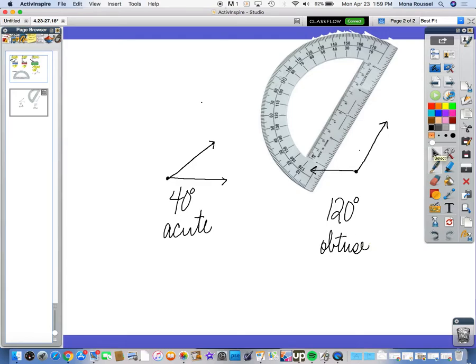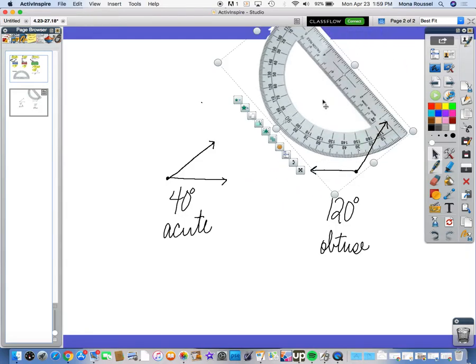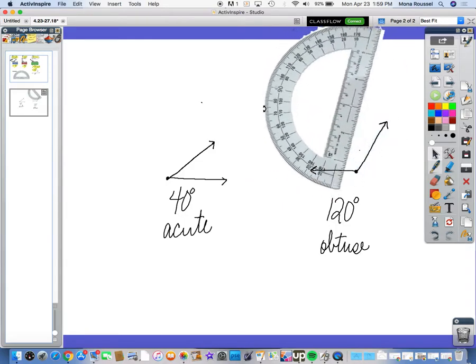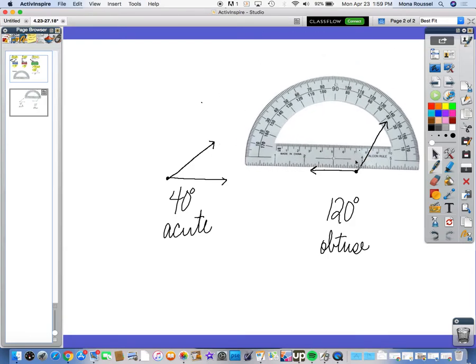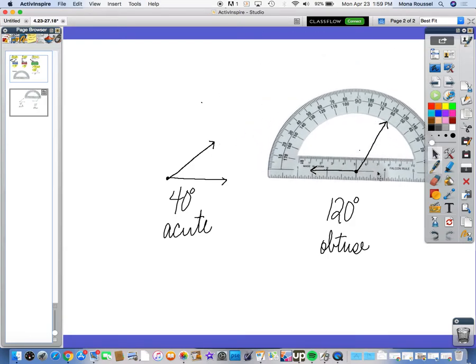And again, we want to make sure that the angle truly does measure 120 degrees. So we'll use our protractor again. Pull it down, put it over the vertex, line it up on that bottom ray, and start counting using that set of numbers, and it comes out to 120 degrees.